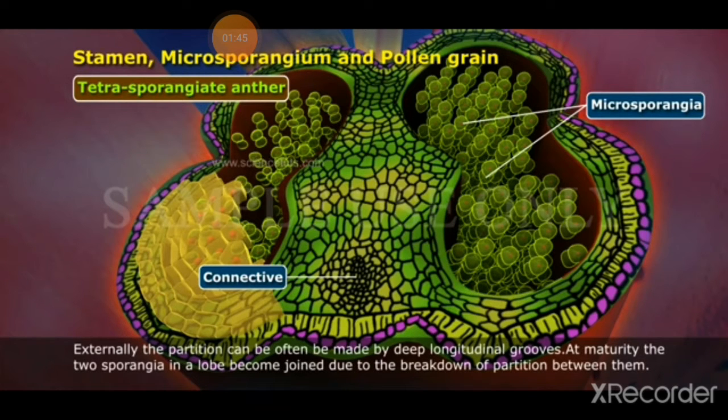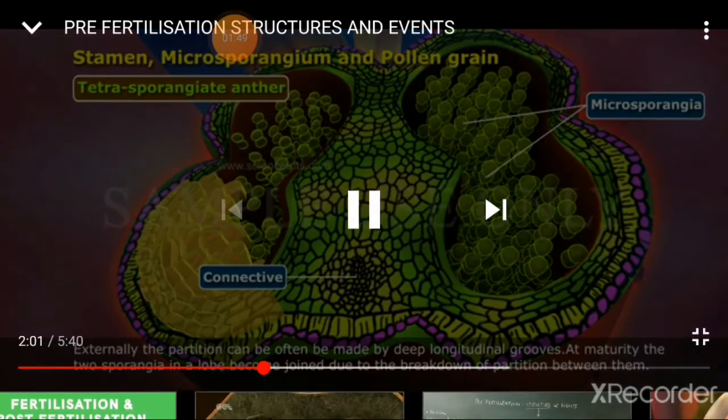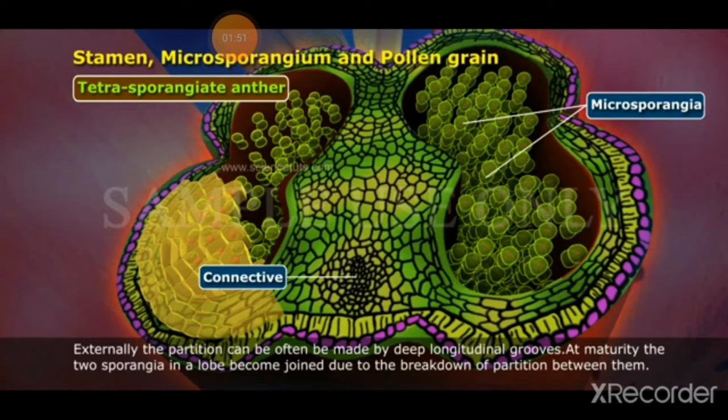Externally, the partition can often be made out by deep longitudinal grooves. At maturity, the two sporangia in a lobe become joined due to the breakdown of the partition between them.